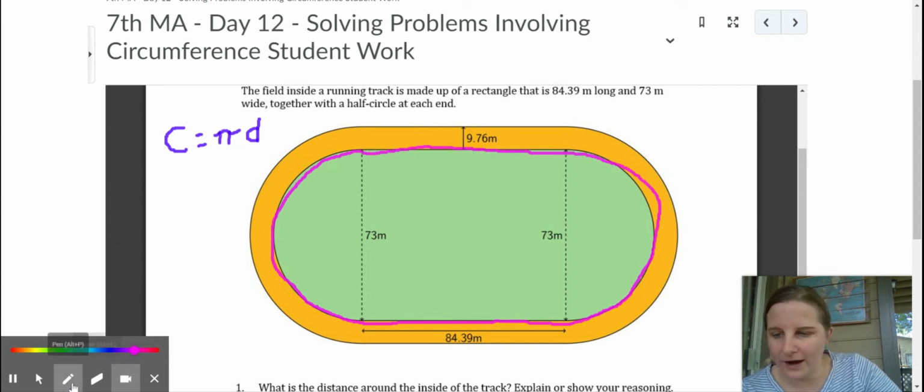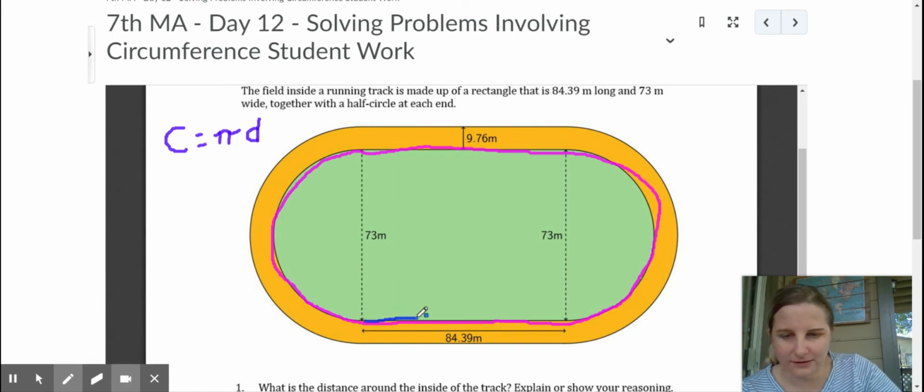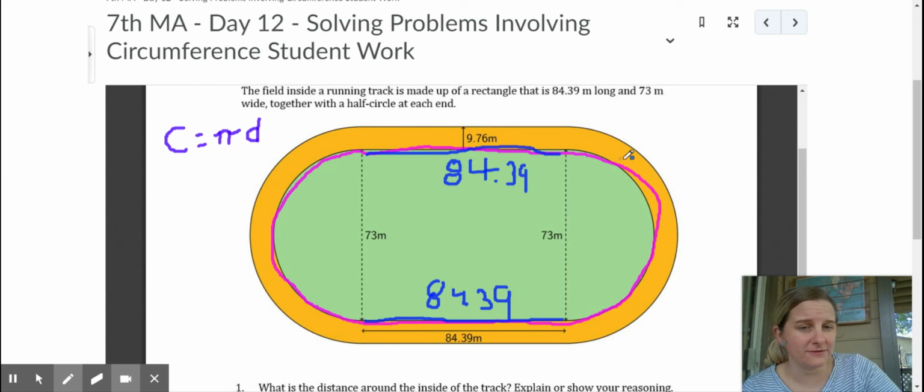Okay, well, we know that this distance right here is 84.39. And I know that this distance is 84.39. So that's taking care of 2 of my pieces. Okay. Now I just need to find these.